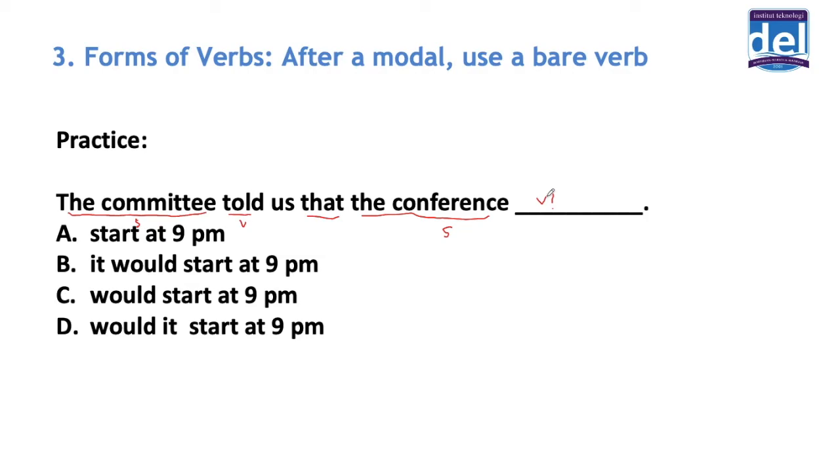I will eliminate B and D because in B it has a subject which I don't need anymore, and D, the structure is incorrect. Now I want to review A. Start at 9 p.m. I will eliminate this because yes, it is a verb, start, but you see the subject is singular, the conference. That means the verb here must be singular too. Meanwhile, start is a plural verb. Starts is a singular verb. So I eliminate A. Because A, B, and D are wrong, then I am pretty sure the answer is C.